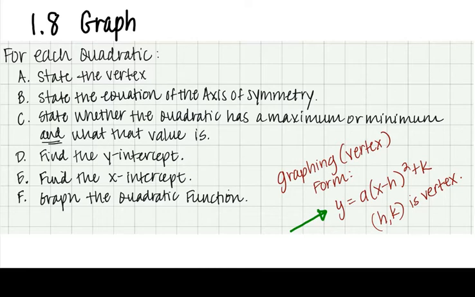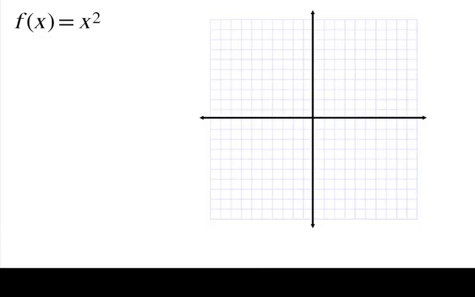Before we get started, I want to graph the parent function f of x equals x squared. We know that when we put a -3 in, we get a 9 out. When we put a -2 in, we get a 4 out. A -1 in, we get a 1 out. When we put 0 in for x, we get 0 out. When we put a +1 in, we get 1 out. A +2, we get 4 out. And a +3, we get 9 out.